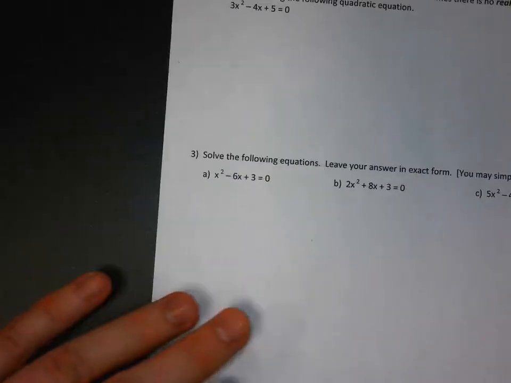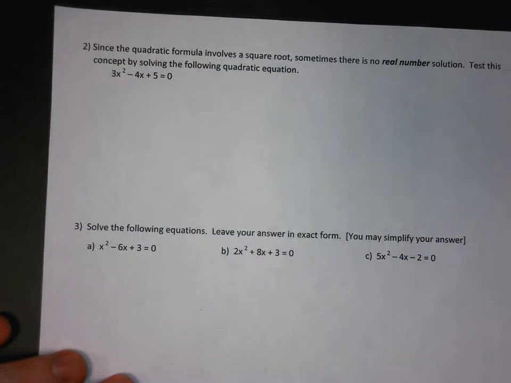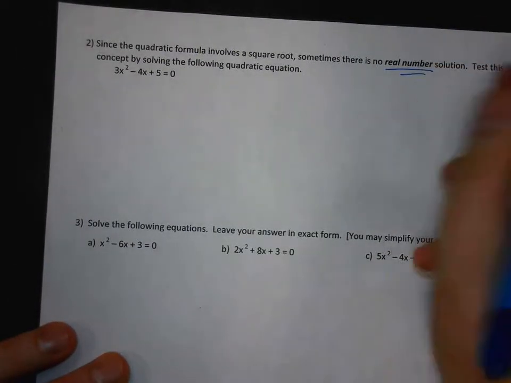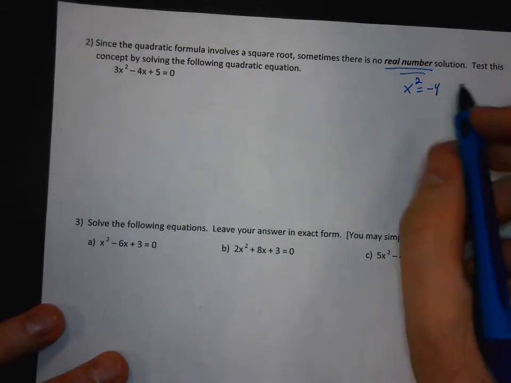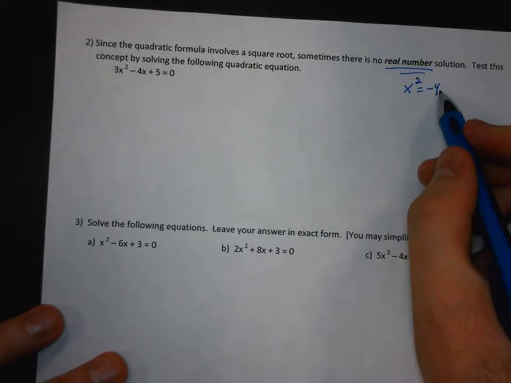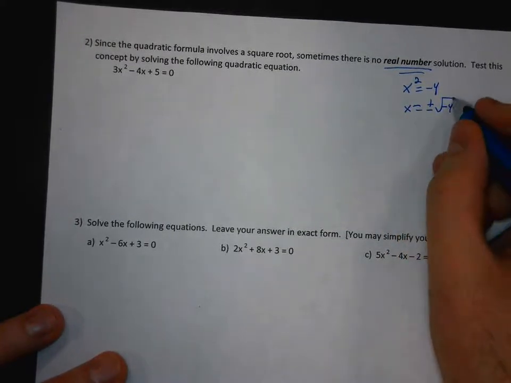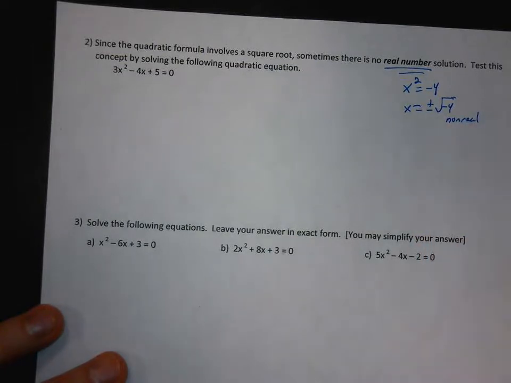Okay, move along to the second side. Okay, question number 2. Okay, since the quadratic formula involves a square root, sometimes there's no real number solution. Okay, and what that means is, remember before when you had like x squared equals negative 4? Well, is there a number you can multiply by itself to get negative 4? When you try to solve that, you can't do the square root of negative 4. So that was a non-real solution.